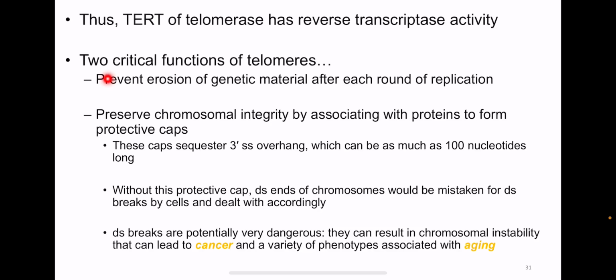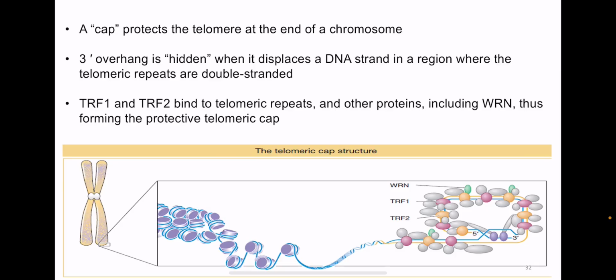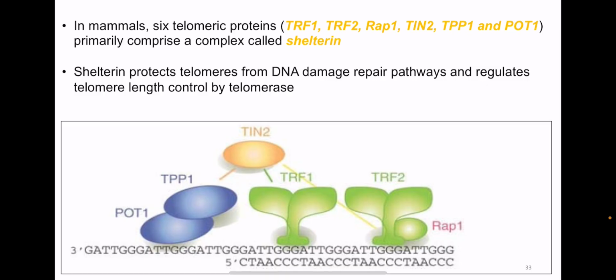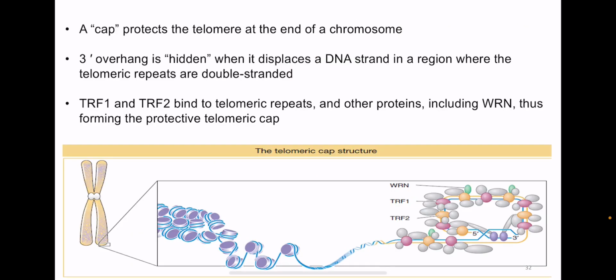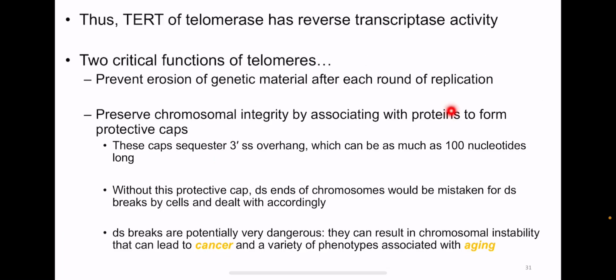I think I've said this. So there are two critical functions of the telomeres. One, the telomeres prevent erosion of genetic material after each round of replication. And they also preserve chromosomal integrity by associating with proteins to form protective caps. These are some telomeric proteins, and they are called shelterin. The shelterin form a cap at the chromosomal ends. So that's another function of telomeres. They interact with proteins to form a cap, and these caps protect or preserve the integrity of chromosomes.